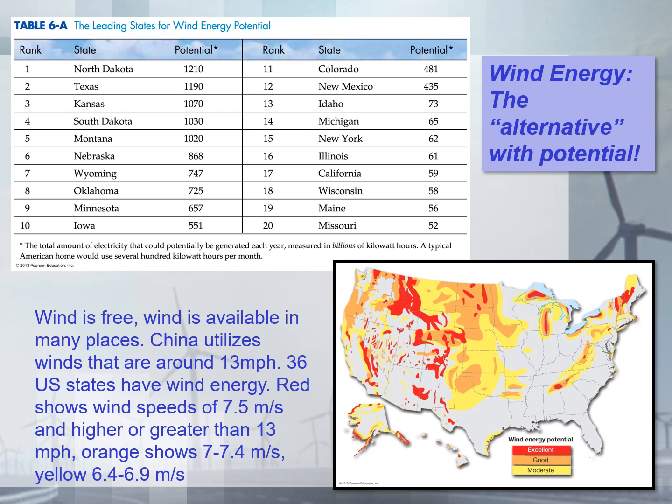So the red, where it says excellent, is showing wind speeds of 7.5 meters per second and higher, or greater than 13 miles per hour. The orange is going to show 7 to 7.4 meters per second, and the yellow is going to show 6.4 to 6.9 meters per second.